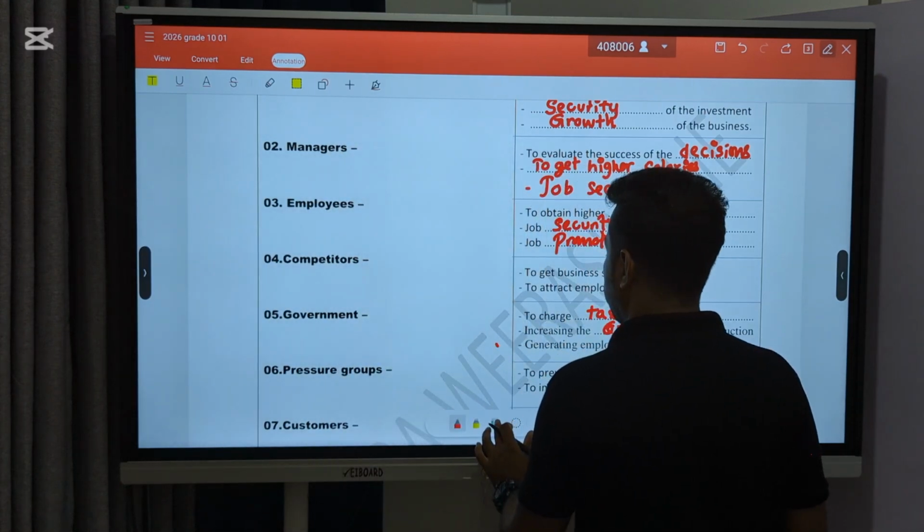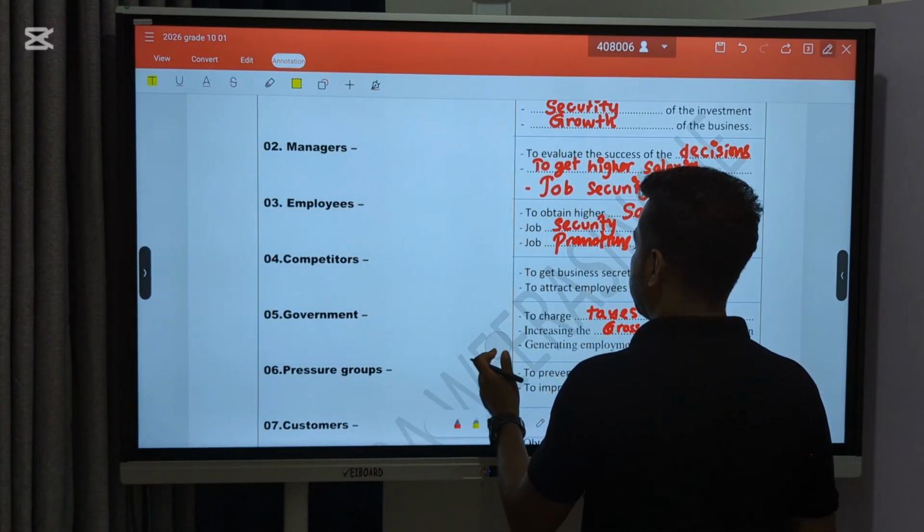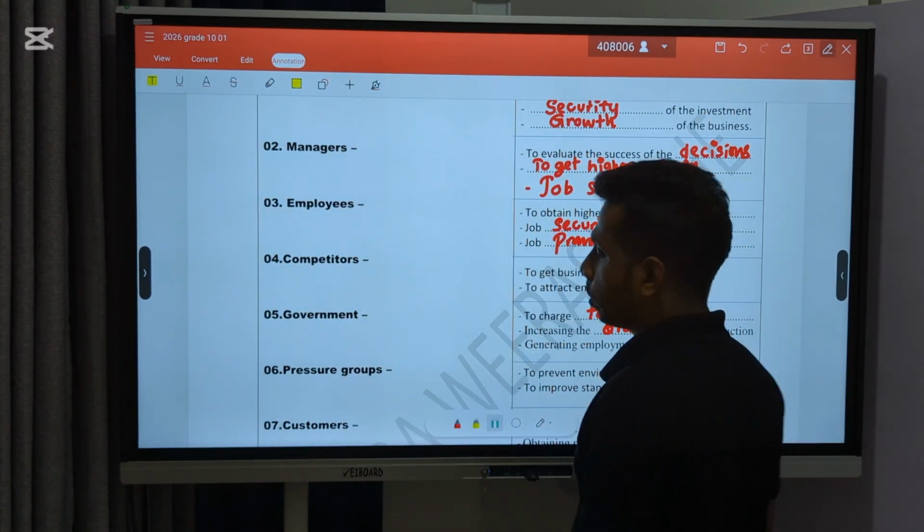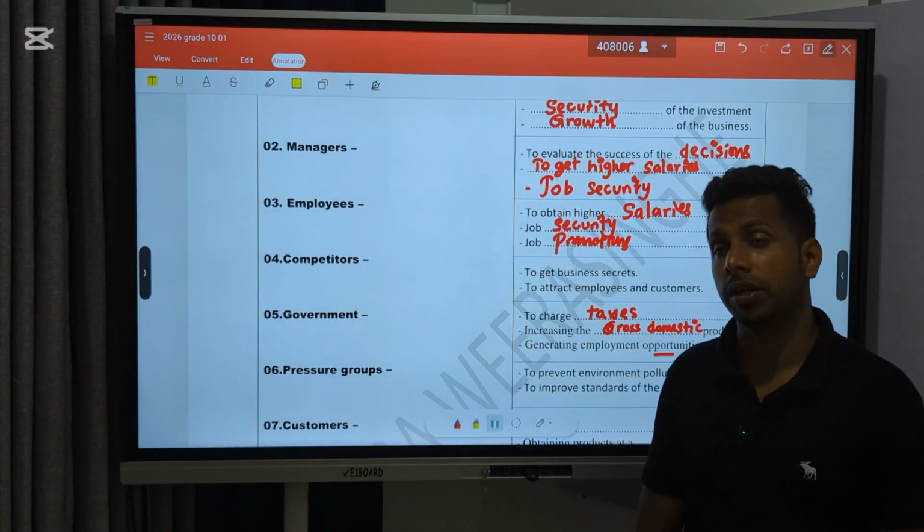reduce the unemployment. So that is also another objective of government.